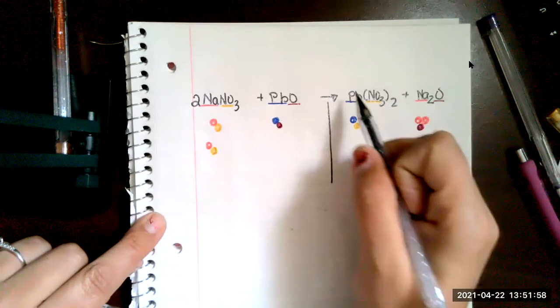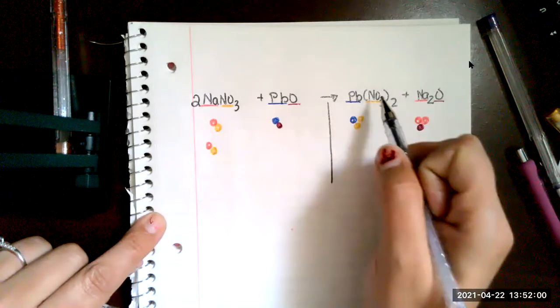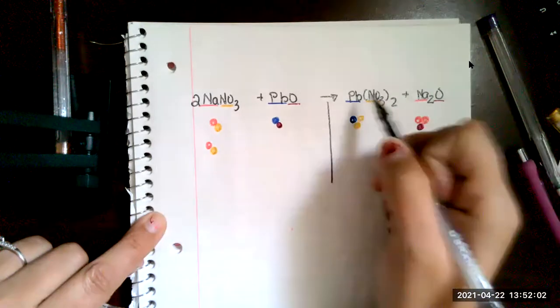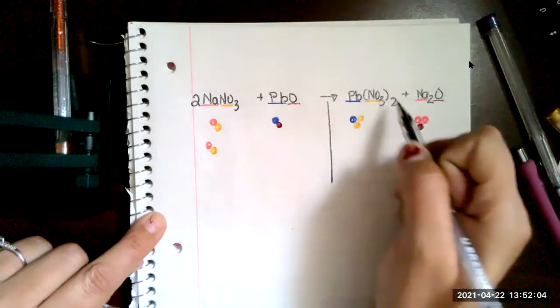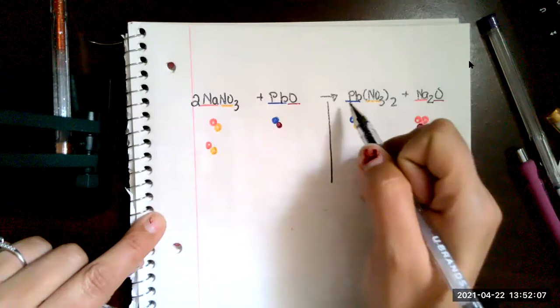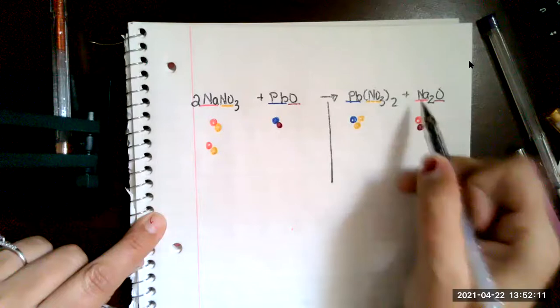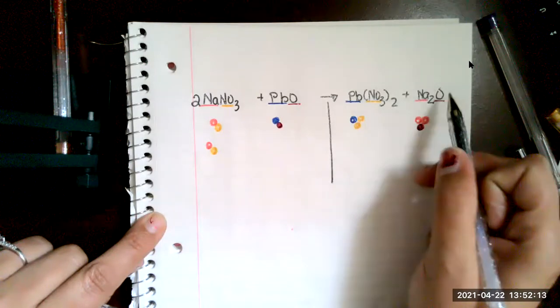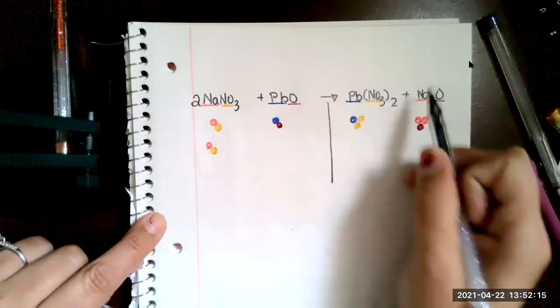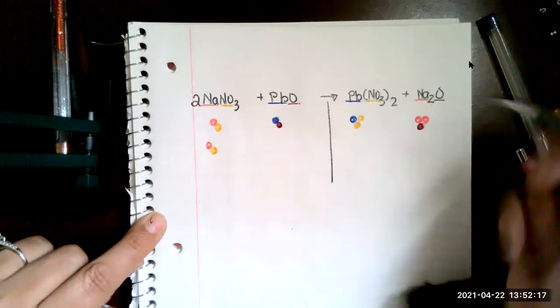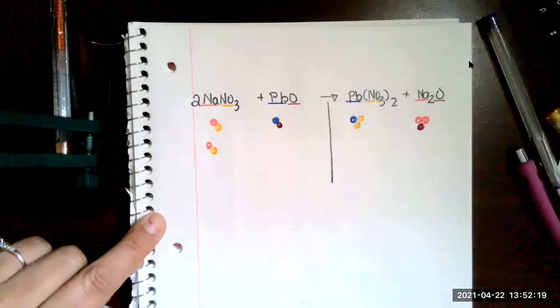For my lead 2 nitrate, I only have 1, and because I've already written it once, as in writing lead 2 nitrate down, I don't have to write a coefficient of 1. Remember, coefficients are always 2 or higher, and for sodium oxide, I only have 1. And again, I wrote it the first time, that was writing the balanced compound, so I don't have to write 1 as a coefficient.